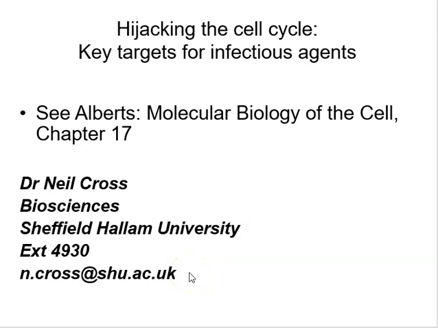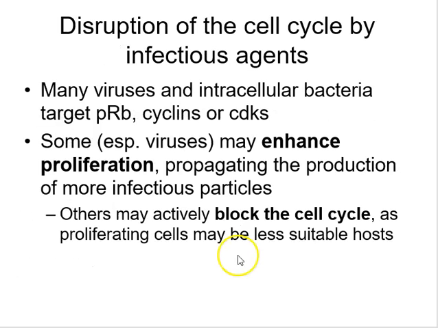Okay, in this session I'm going to be talking about how infectious agents get into cells, and in doing so they often alter the cell's normal cell cycle to benefit that particular infectious agent. Sometimes they enhance the cell cycle, sometimes they stop the cell cycle. So I'm going to be giving you some examples about how infectious agents can do one or the other. And this is summarised here.